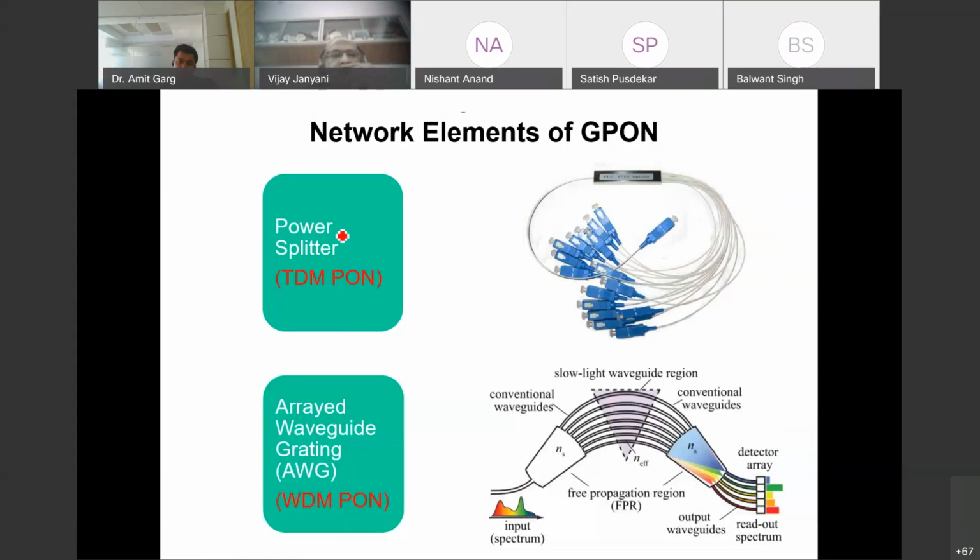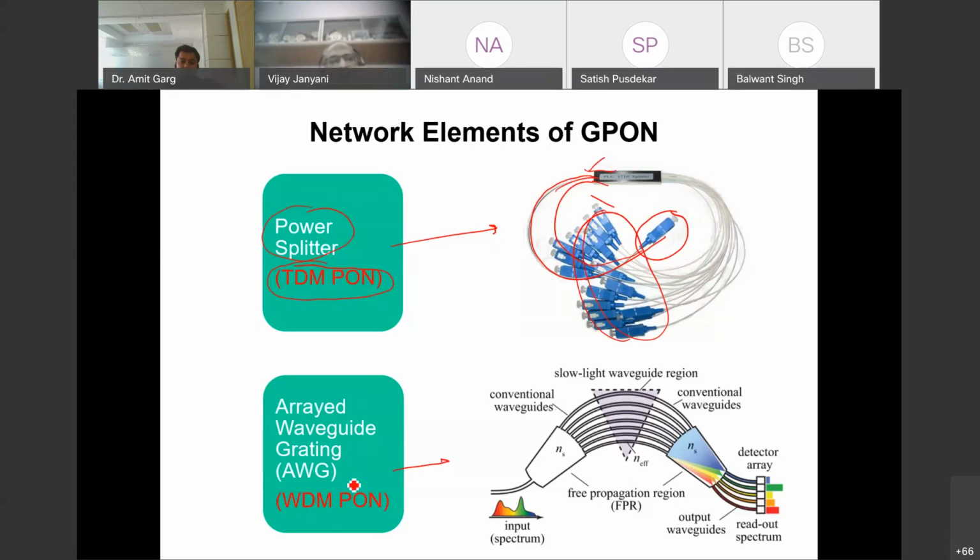Now, what is a power splitter? Just to give you an idea of how it looks, as I said, it is a passive device, and normally it is used in TDM, time division multiplexing PON. It's something like this. You see one input here, and when it goes out, you can have a number of outputs. So this power is basically split into a number of output ports. That is how the power splitter looks.